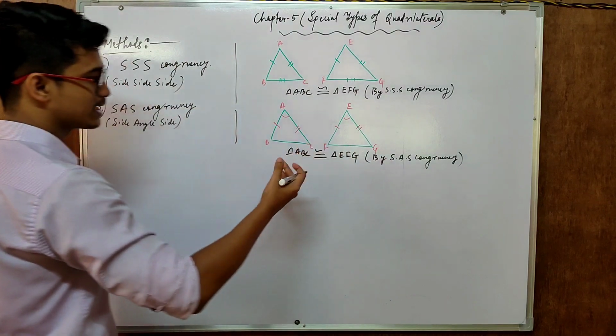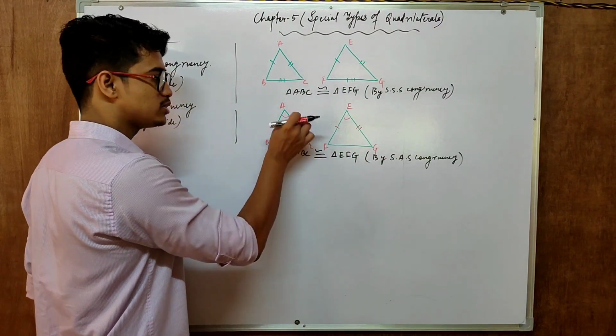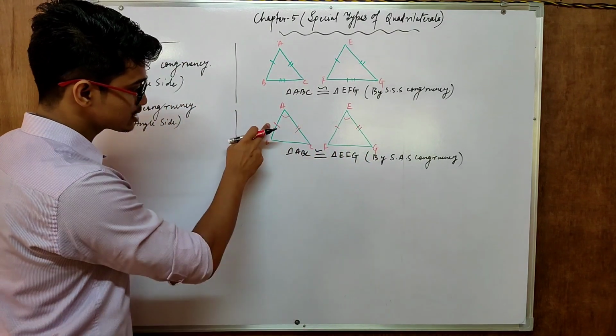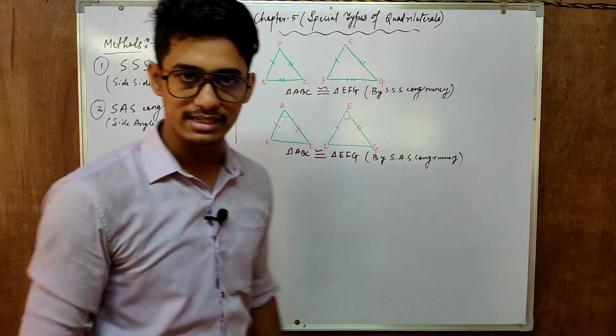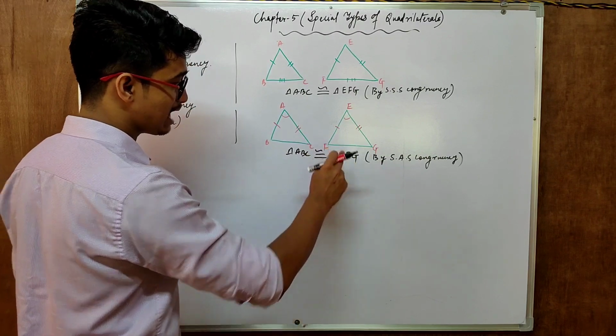SAS congruency. So what does SAS congruency mean? Two sides in between one angle. Let's say if you take these two sides, AB and BC. So what will be the angle in between AB and BC? That is angle B. And in case of EF and FG, angle F.